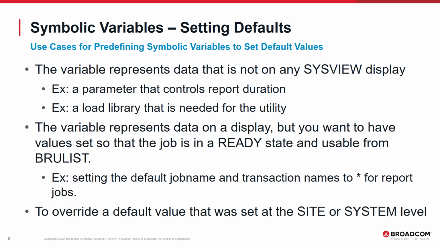Before we discuss how to set a default value for a symbolic variable, let's discuss the use cases for doing so. Perhaps the variable represents some data that is not on any SYSVIEW display. For example, a parameter that controls a report duration. Or perhaps your utility or report program needs a specific load library. And if it's a shared definition, you don't want everyone else to have to fill that value in.